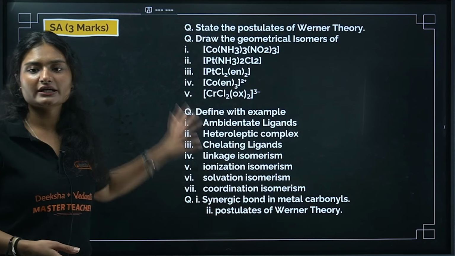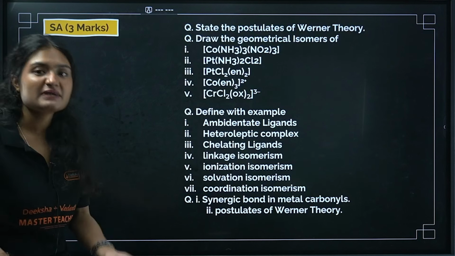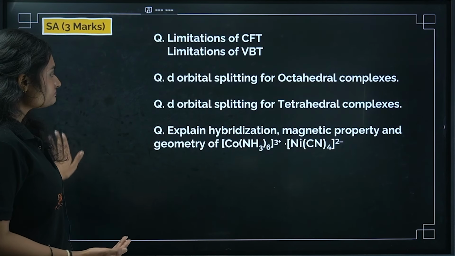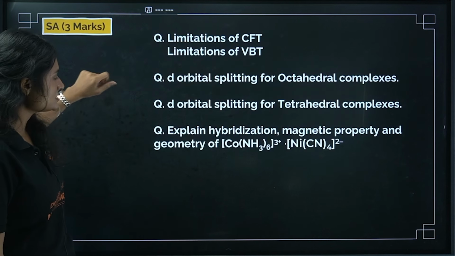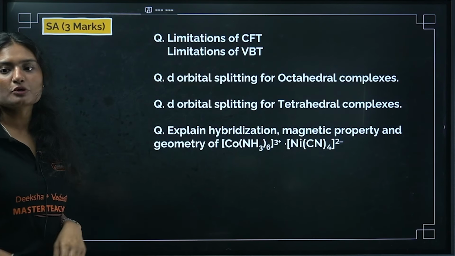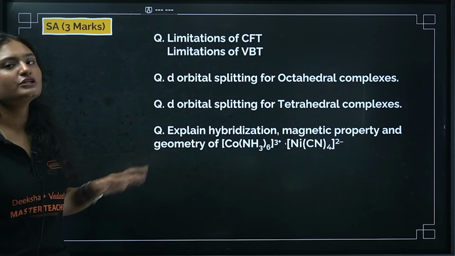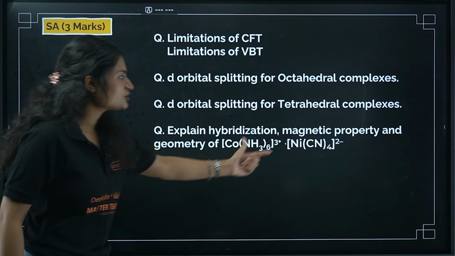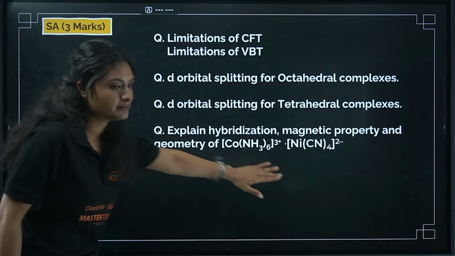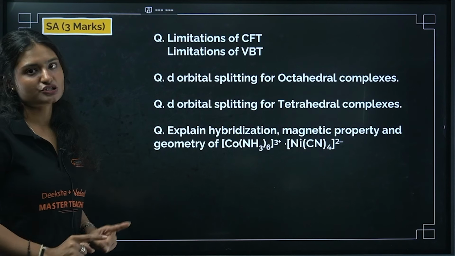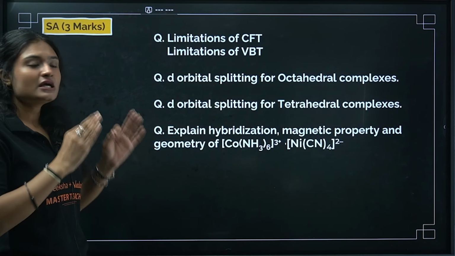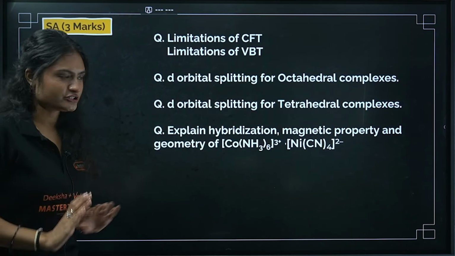Postulates of Werner theory again. Okay, so these questions get repeated every year. Then you have limitations of CFT, limitations of VBT, right? That is very important. Then d orbital splitting is also very important, right? For octahedral as well as for tetrahedral complexes. Then hybridization, magnetic property and geometry of these compounds. Again, these questions get repeated every year, so focus on these questions, okay? Revise them correctly, okay? Make these questions your priority.